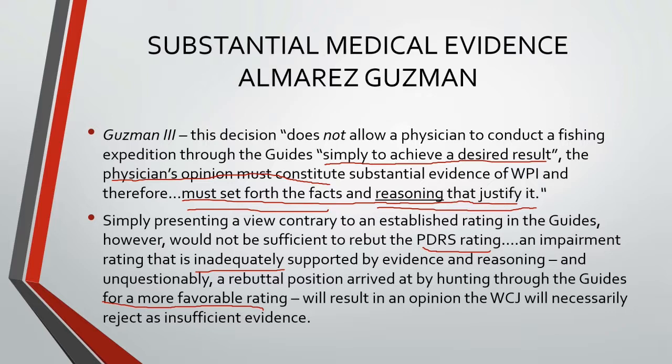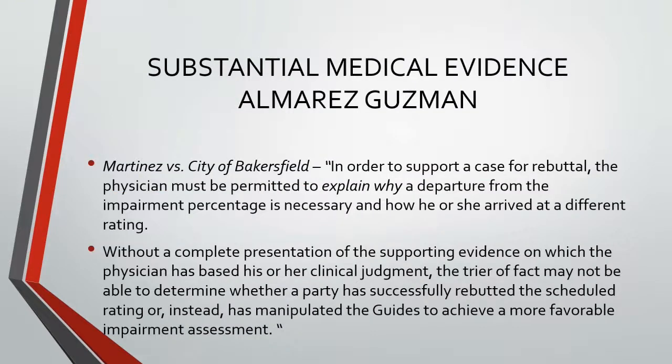So let's talk about the exact sequence and the exact formula that your report must comply with in order to constitute substantial medical evidence under Almarez and Guzman. Well, in order to constitute substantial medical evidence under Almarez and Guzman, the most important thing is that you be able to explain to the parties why. Why, number one, the impairment rating under the strict application of the AMA guides is not accurate, and why an alternative impairment rating under Almarez and Guzman is more accurate.